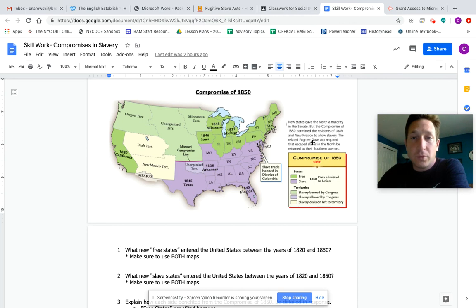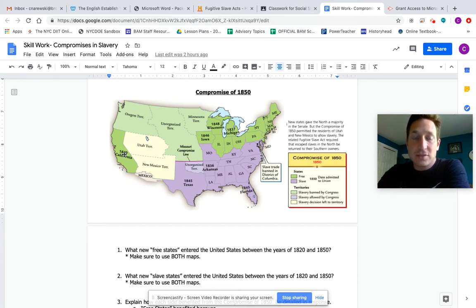And I'll read this little blurb for you. New states gave the North a majority in the Senate, but the Compromise of 1850 permitted the residents of Utah and New Mexico to allow slavery. The related Fugitive Slave Act required that escaped slaves in the North be returned to their Southern owners. So if you want California to become free, you've got to give it a little bit something. And in order for that to pass, both Utah and New Mexico could decide for themselves. The decision over slavery was left up to them and nobody else.